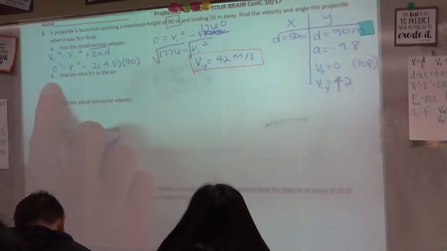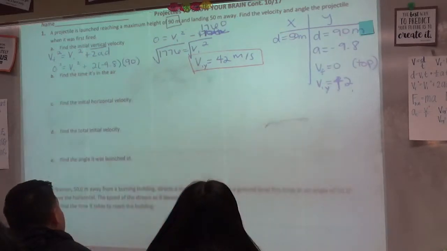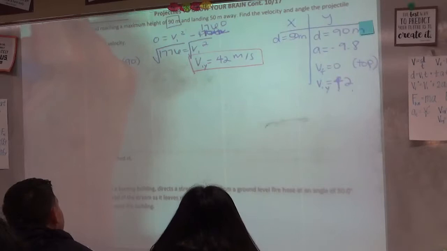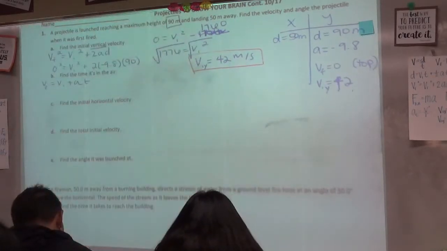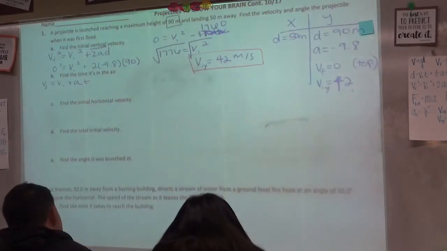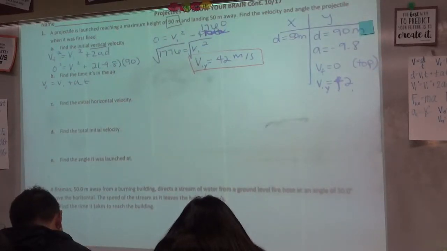Now, B is asking us to find the time in the air. What equation do you think we could use to find the time in the air? Yep, so VF equals VI plus AT because we have both of these velocities. We have A, and we are looking for time, so plug in, find the time that's in the air.